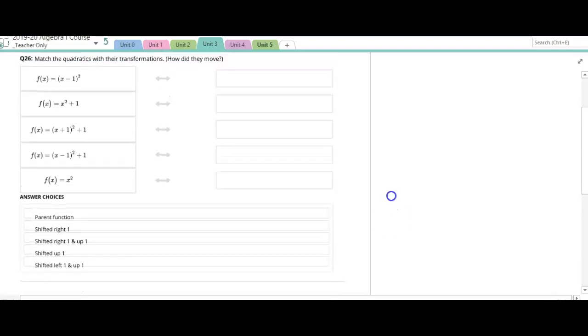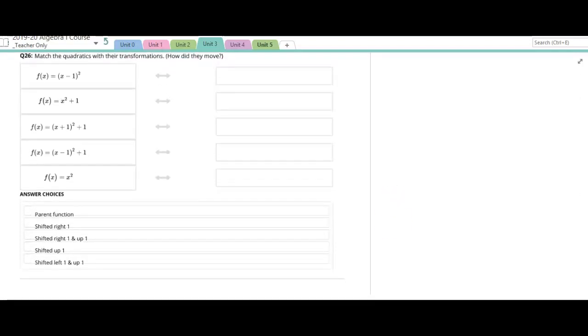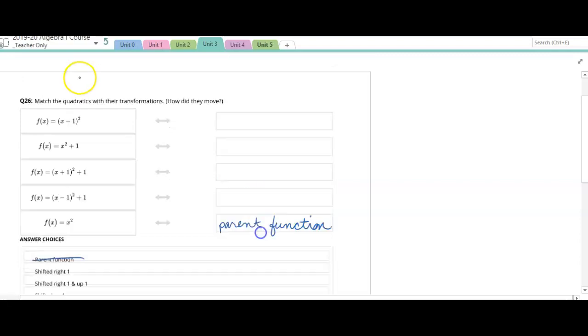Alright, more transformation practice. Which one of these is the parent function? It doesn't have any numbers added or subtracted to it. It will be right here. That's our parent function. I like to start with that one, the parent function. Which one has gone right 1? Well, to move left and right, that's inside the parentheses. Which one has subtracted 1 and just subtracted 1? That's this one. This one has been shifted right 1.